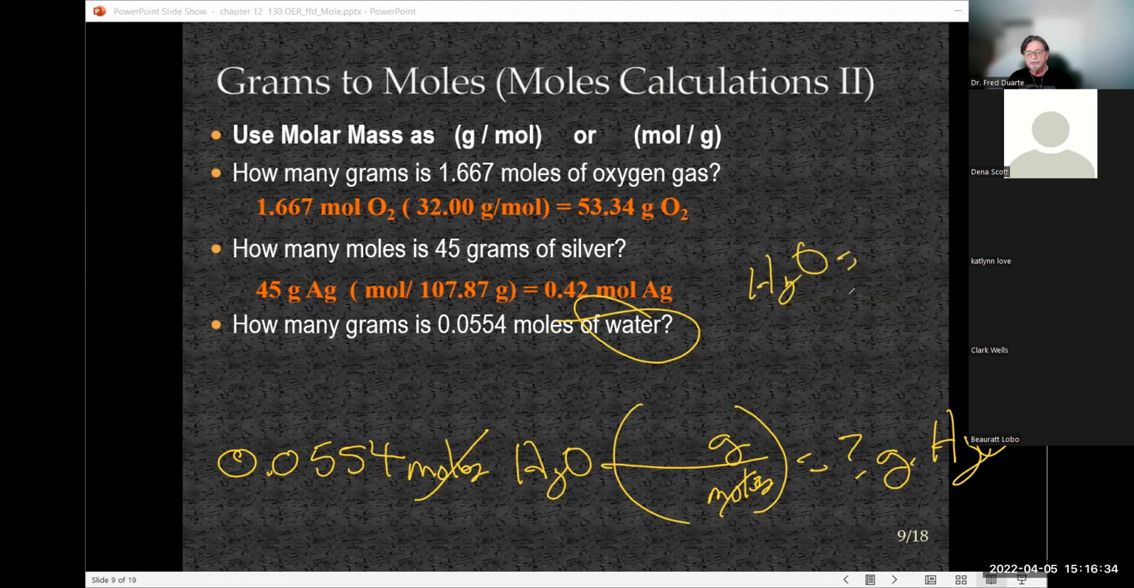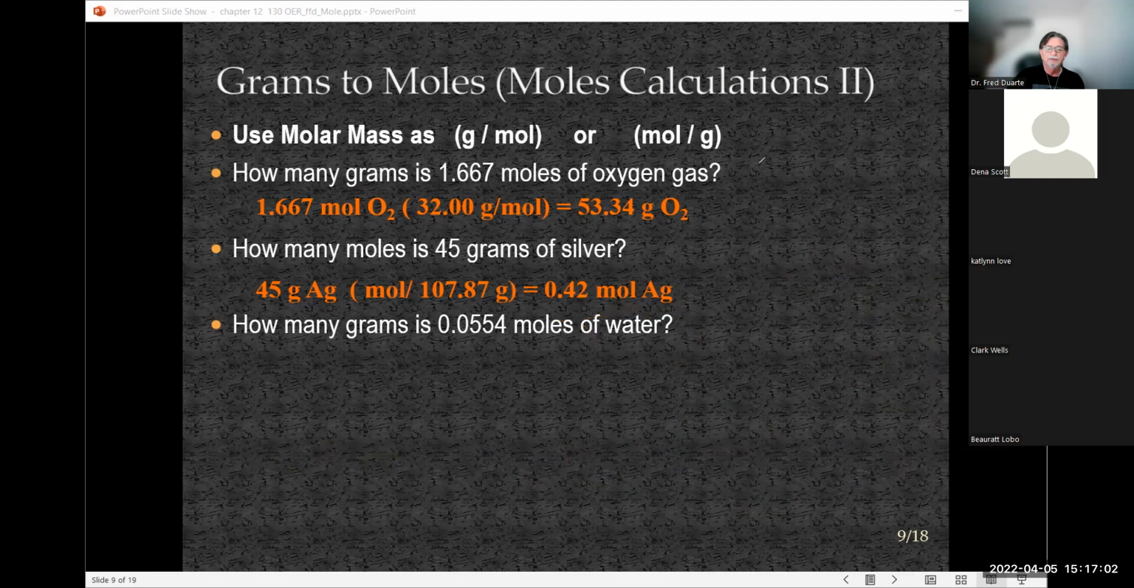And so we've got oxygen, which is 16.00. We've got 2 hydrogens, each one at 1.01, which means it's a total of 2.02. And so we have 18.02 grams per mole for the molar mass of water. So we've got 18.02 for 1 mole, and we multiply that by 0.054 moles.